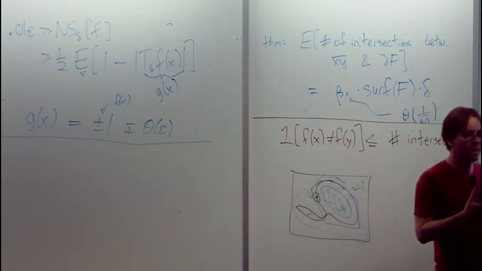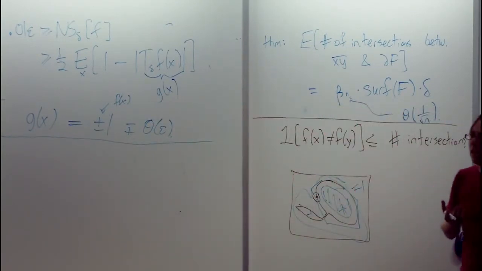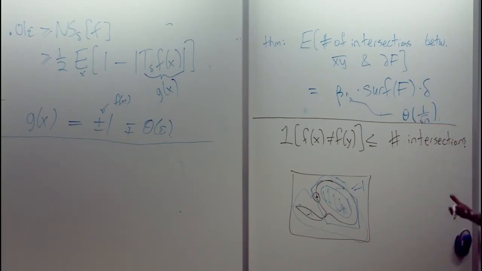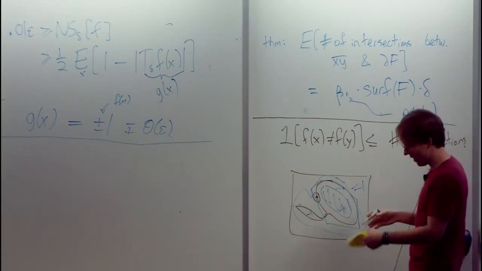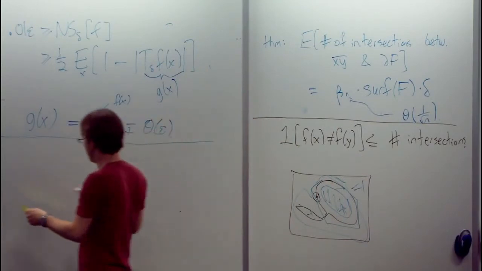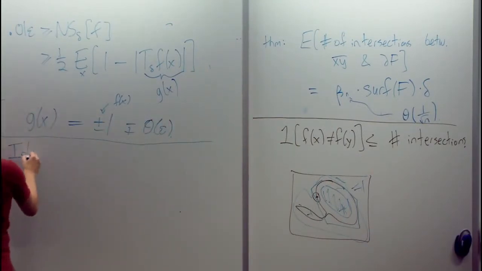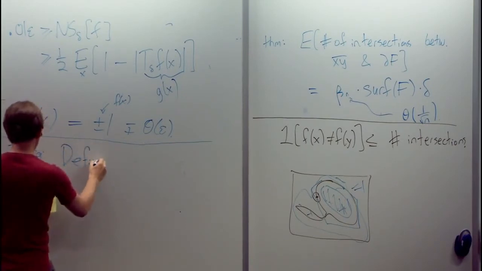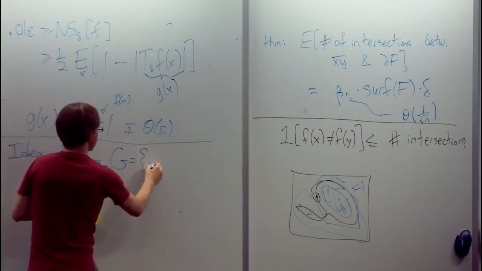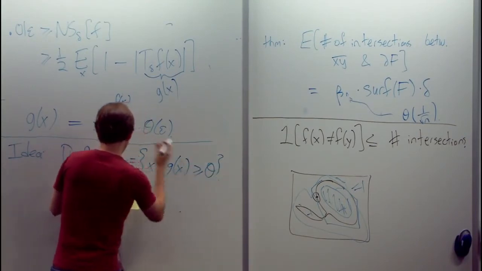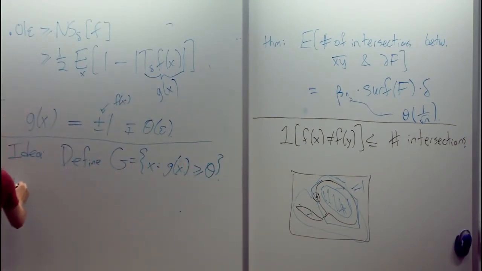Can you suggest maybe a strategy? Yes, you should look at level sets, super level sets, and you should do it randomly, because what else are you going to do, right? The probabilistic method. Yeah, so the idea is to define capital G to be the set of all x where little g of x is bigger than some threshold theta, where theta is chosen randomly.